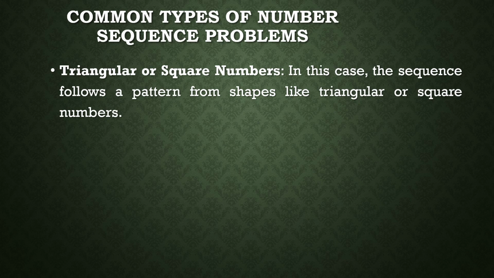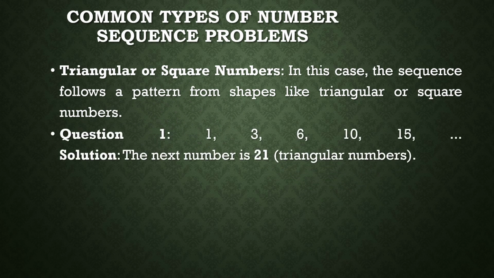The fourth type of example in number sequence problems is triangular or square numbers. In this type of problem, there is a triangular or square number pattern. If we see the very first example, the difference between 1 and 3 is 2, then between 3 and 6 there is a difference of 3, then between 6 and 10 there is a difference of 4, then 10 to 15 there is a difference of 5, and the next number would be 15 plus 6, which is nothing but 21.